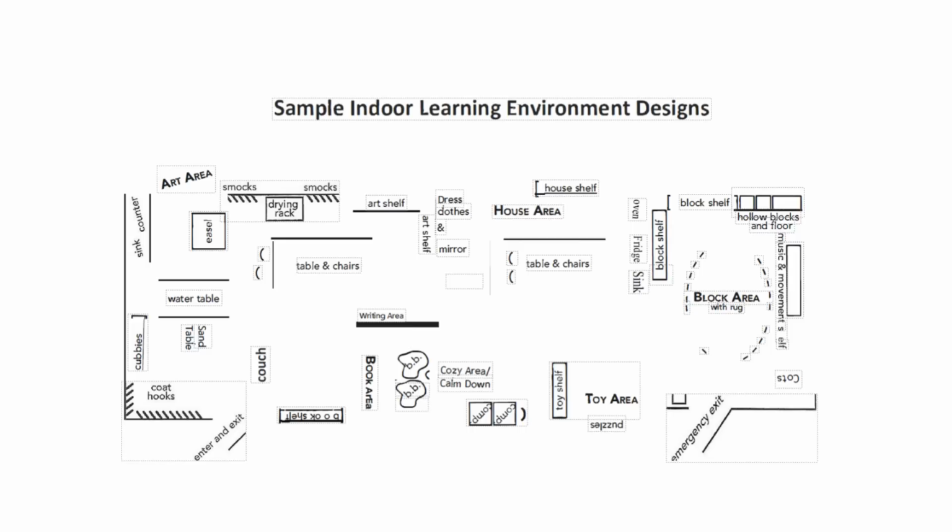In this second example, notice how we still have all of the required interest areas in this classroom. However, this is a different design. You have the more noisy part of the classroom still clustered together with the house and block separated by the toy area, which serves as a transitional space between your more quiet activities, such as book and writing.